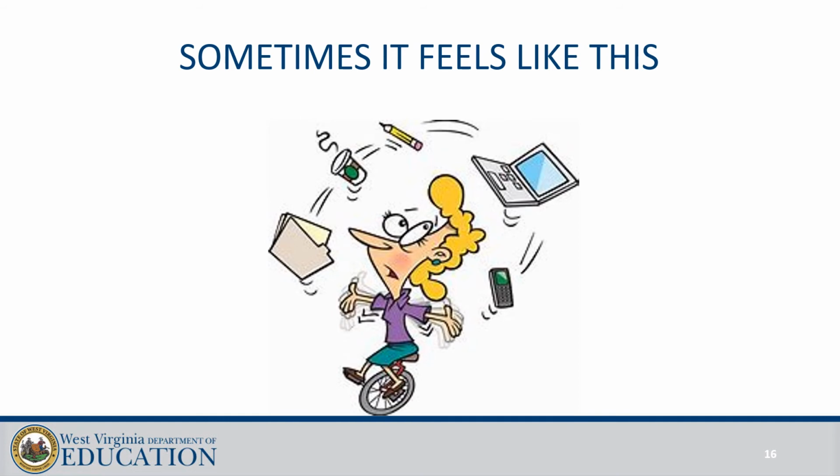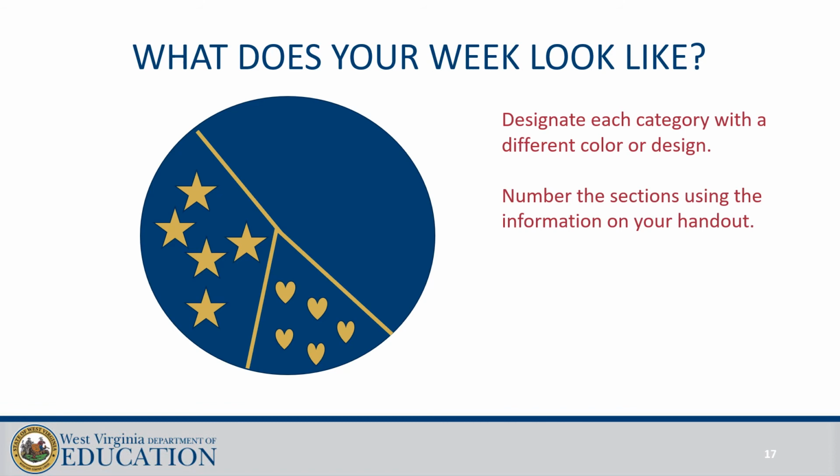We juggle a lot of things. Just looking at our expanding role can be overwhelming. Let's talk about your schedule for a moment. When we do face-to-face trainings, we often use this pie chart activity to help us look at what we do now. There is a handout that you can download in order to do this on your own. But whether you choose to do it or not, let's look at your time as a pie chart. And you would designate each category with a different color or design to indicate how much of your time is spent doing certain things. And then look at your plates.